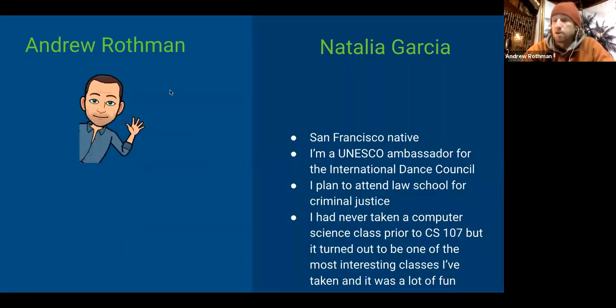I'm Andrew Rothman. I'm a San Francisco native, though doing this virtually means a little less. I understand we have 4 or 5 people from the international cohort, so we've got a lot of different people from a lot of different places. I did grow up in San Francisco.